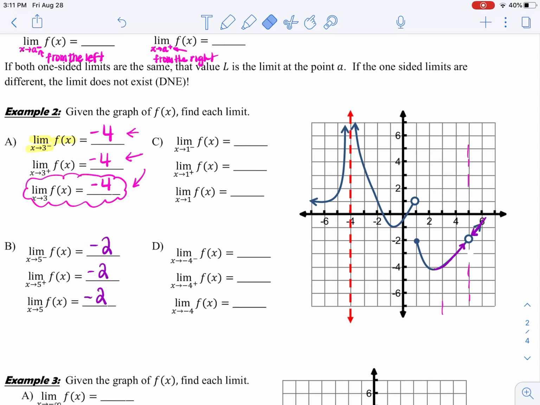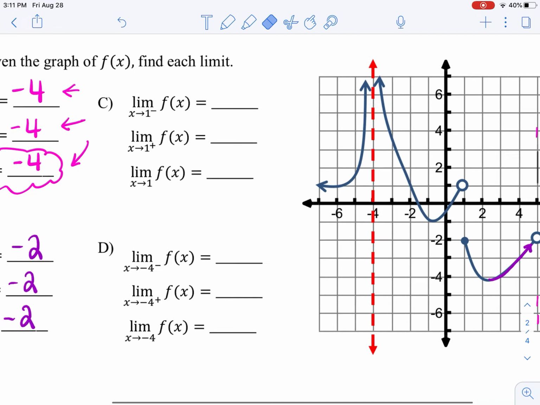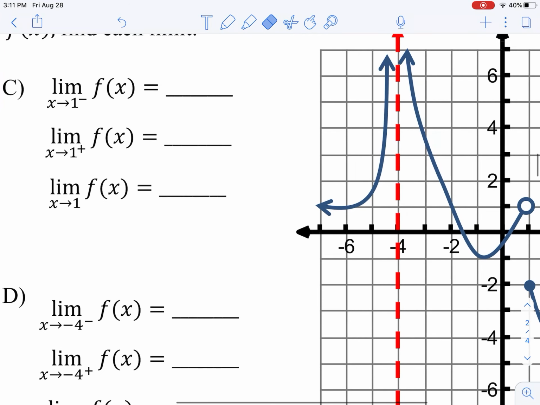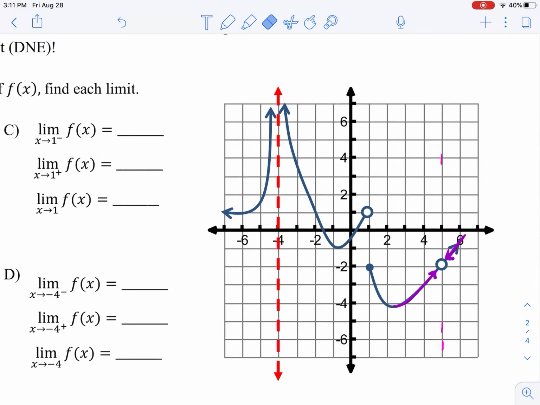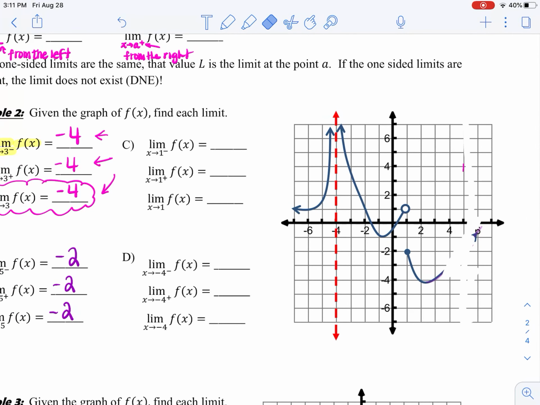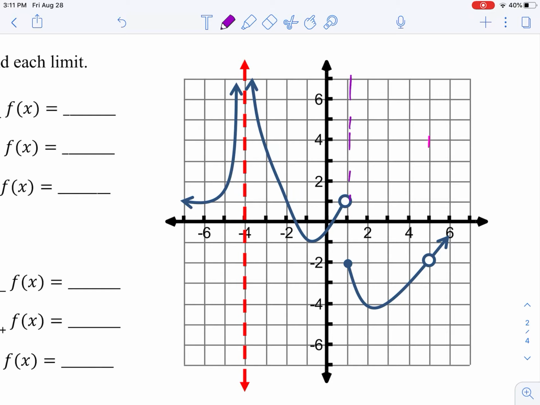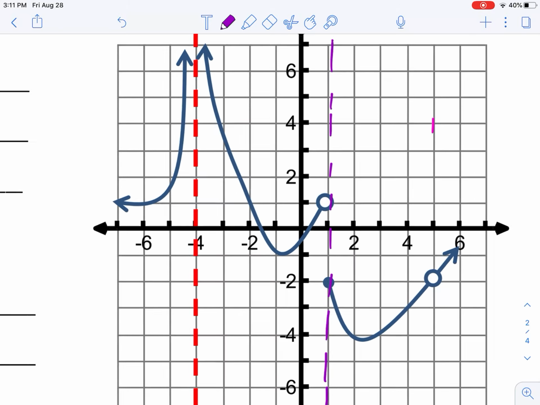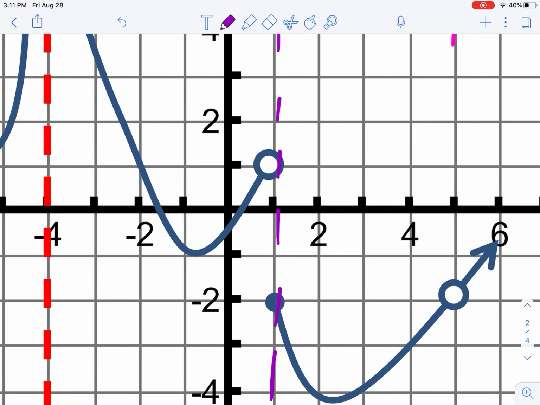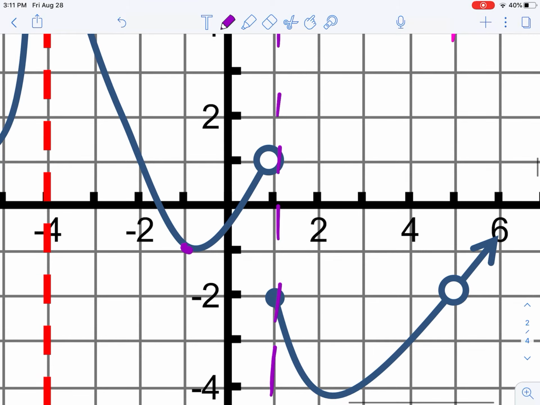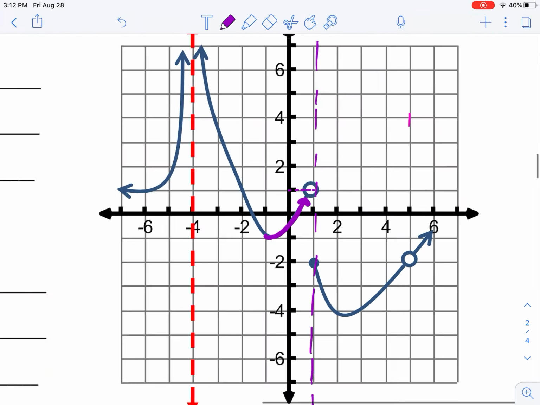Okay, let's do C. I hate how it's A and then B's below it, but whatever. All right, so C, the limit as x approaches 1 from the left. Once again, I'm going to put a dashed line where 1 is, just so you can see where it is. Okay, so there's the x value of 1. I'm going to approach the x value of 1 from the left. So here I go. I approach it, and I look at what y value I'm approaching, and that is positive 1 right here.